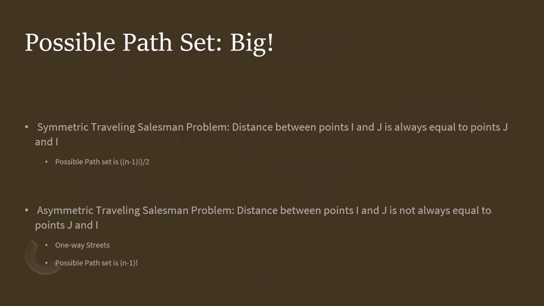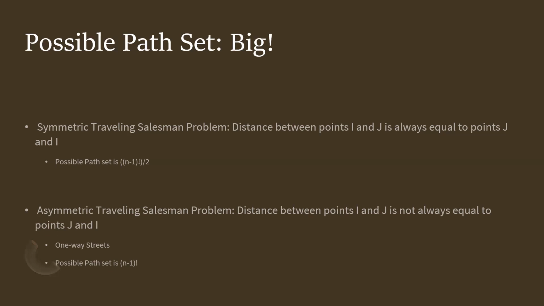The traveling salesman problem is NP complete, and so rather than going through the exhaustive search method, they would rather do an approximation algorithm. This is because the possible path set is enormous. In a symmetric traveling salesman problem, where the distance between 2 cities is always equal both ways, so city 1 to 2 is equal to 2 to 1, the possible paths available to you is (n minus 1) factorial divided by 2.